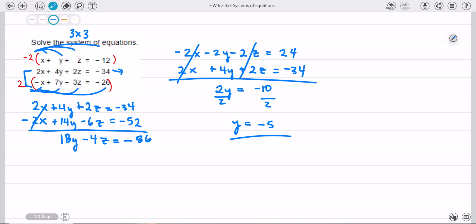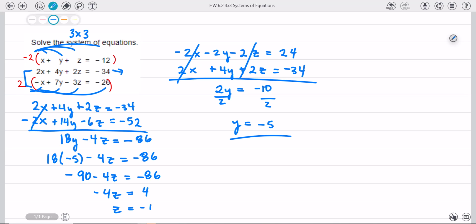Well, don't we know what y is? So I could plug in y into 18y minus 4z equals -86, and I get -90 minus 4z equals -86. Add the 90 to this side, so -4z is 4. So dividing by -4, I get z is -1.